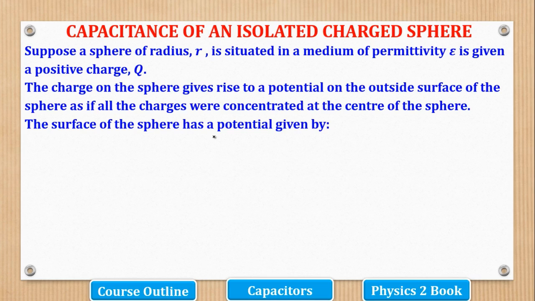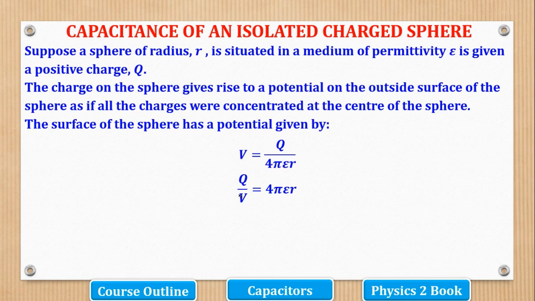The surface of the sphere has a potential, and the potential will be given by Q over 4 pi epsilon r. So we already saw this under electrostatics. When I try to rearrange, I'll bring the whole of this to this side and take this V to this side, we shall see why. When I do that, I'll come up with this, and here I'll come up with Q over V.